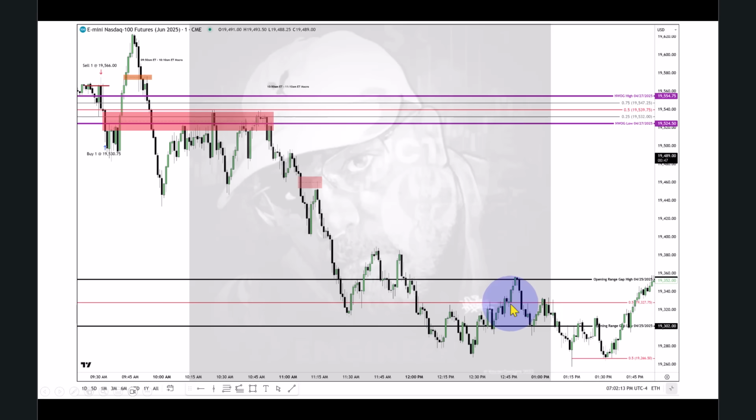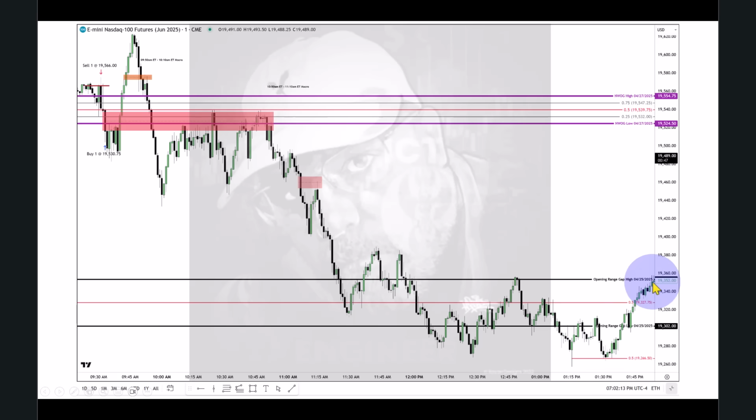Works this level here, consequent encroachment. The body's respecting the low, consequent encroachment, trades outside of it, taking that low here. And this wick, we have a consequent encroachment on that. The body staying inside that, hits it dead on right there, and rallies back higher.